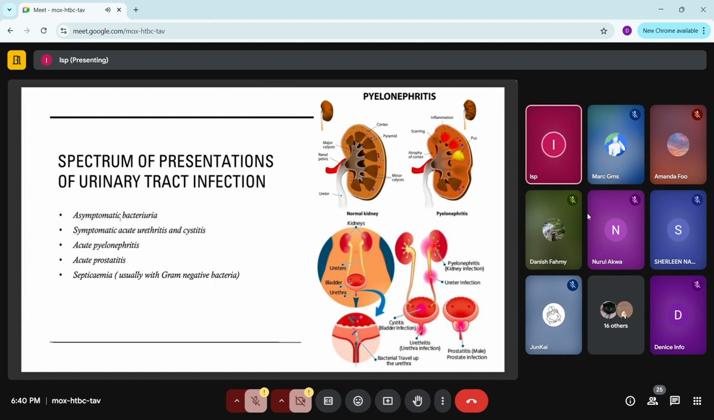So, commonly in daily practice, we are seeing patient at cystitis, especially in elderly. When this cystitis or UTI is ignored, that can turn into pyelonephritis and eventually turn into septicemia.